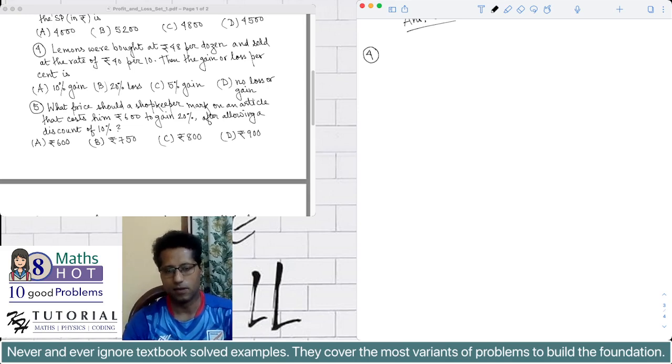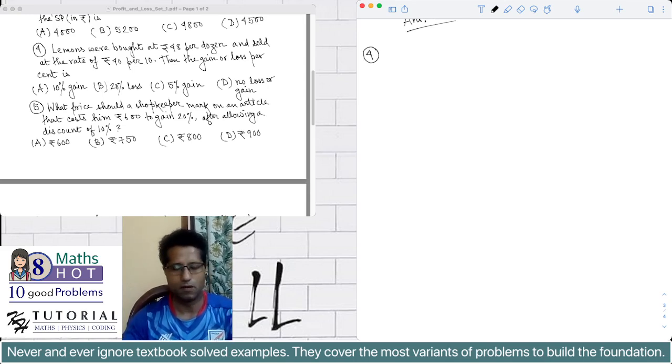Remember that gain or loss percent is never dependent on the actual number of articles purchased and sold. Obviously the number of articles sold and purchased has to be the same in order to find the gain or loss, and eventually the gain percent or loss percent. But to find the gain percent or loss percent, the actual number of articles is not important. You can consider any number of articles for CP and SP, but that number has to be the same for CP and SP.